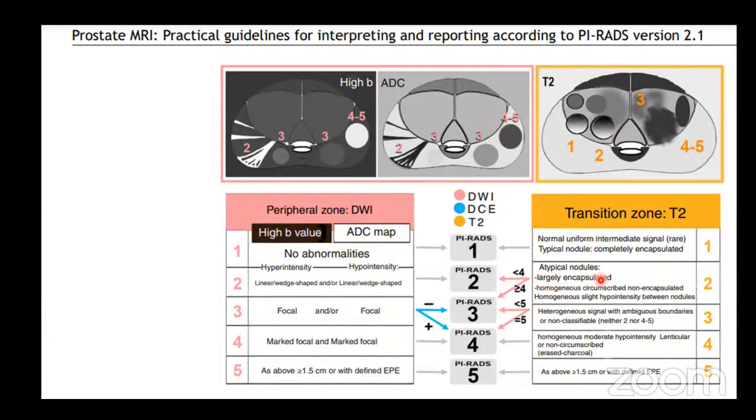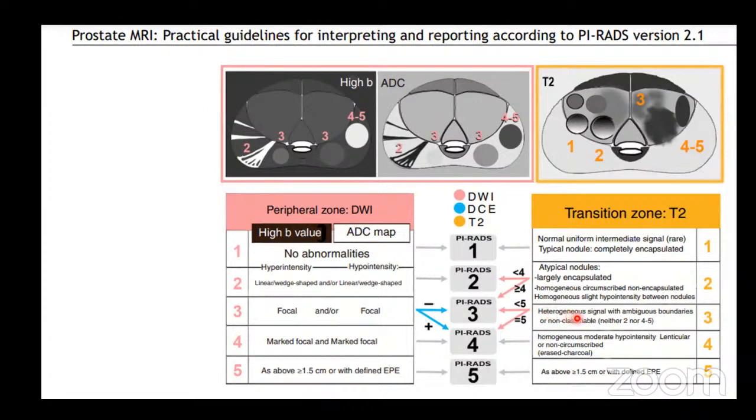Then PIRADS 2, these are atypical nodules, but this word is important, encapsulated. So largely encapsulated, circumscribed, non-encapsulated. If these are the terminologies which you want to use to describe your nodules, that is encapsulated, circumscribed, then you can keep it safe in PIRADS 2 category. But here you see these are the pink arrows which have been marked out of PIRADS 2 and PIRADS 3. So you cannot stop here. You have to go to the next sequence, which is diffusion. Even if you are thinking it is PIRADS 2, see the diffusion. If the diffusion score is less than 4, means there is no restricted diffusion, keep in PIRADS 2. But if there is restricted diffusion, you have to upgrade it to PIRADS 3. So a circumscribed nodule with restricted diffusion goes to PIRADS 3.